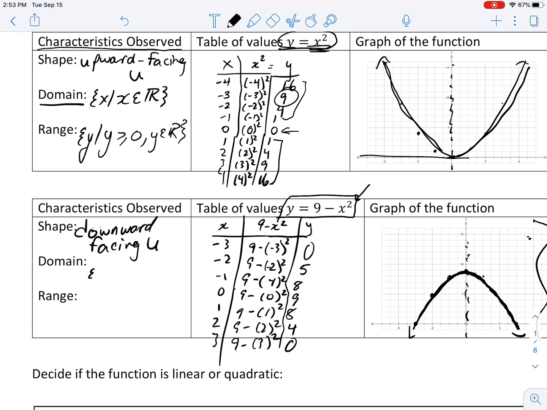Domain, also all real numbers. A little bit dull for our quadratic functions there. They're always just all real numbers. The range this time, y is everything below 9. So y is less than or equal to 9. All right.